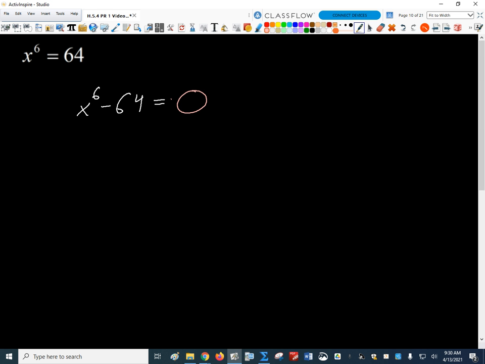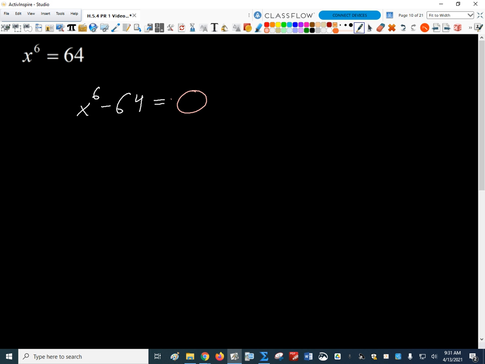Does that fit any patterns? Think back to our patterns. x to the 6th minus 64. So it's x to the 6th minus a number. So what are the only two patterns we know that could apply here? Difference of squares, okay? Or the other one would be difference of cubes, right? Those are the only two that could apply.